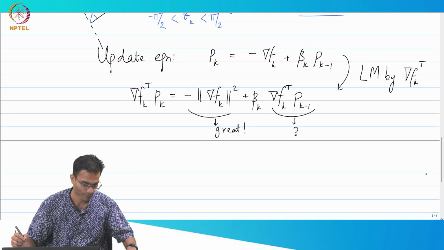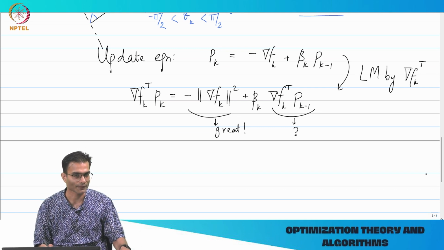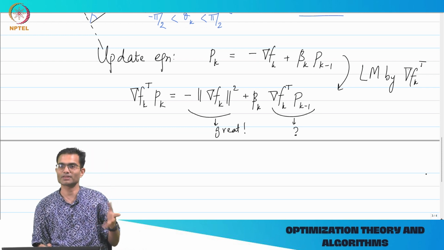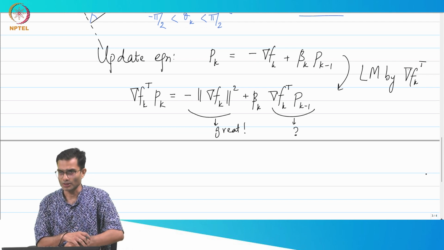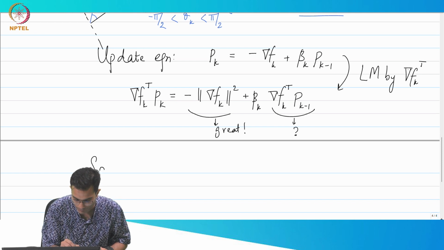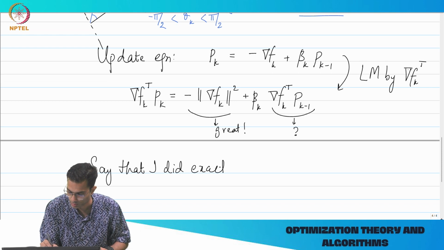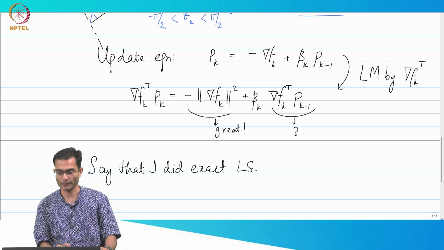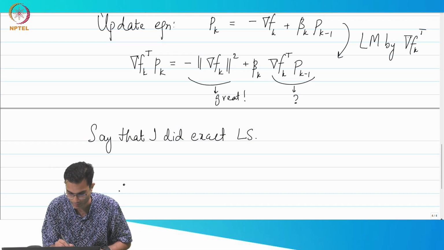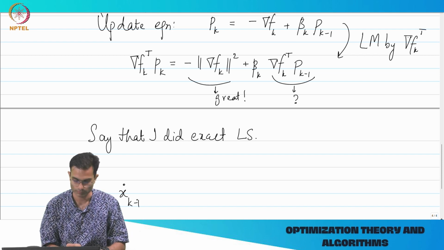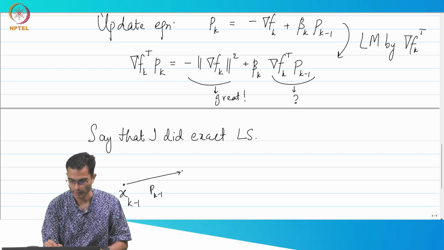So looking at this term is really one of the tricky parts of nonlinear CG. To study it, first we will study it in a more theoretical way, then we will see practically what is to be done about it. So, let us say, just for sake of argument, that I did exact line search somehow. Let us say that here I am at xk minus 1 and this is my pk minus 1 and I arrive at xk.